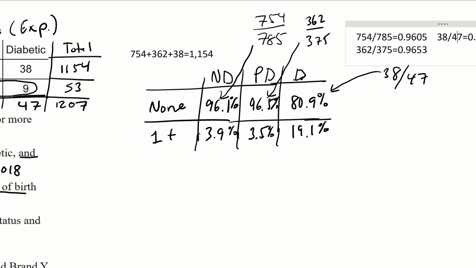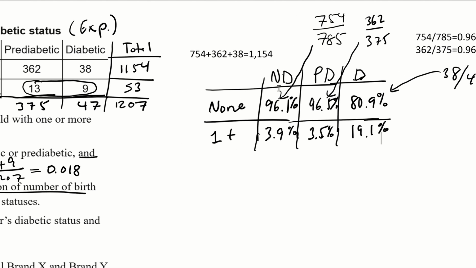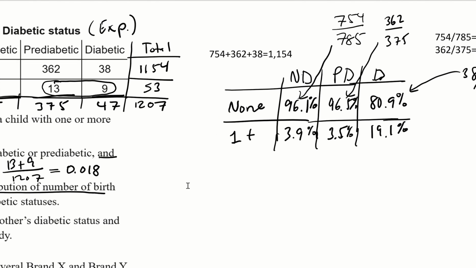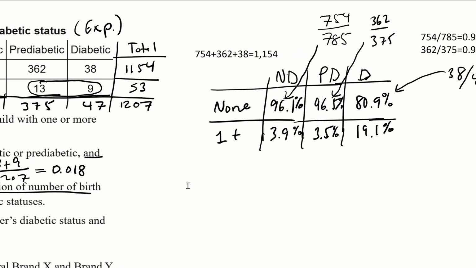All right, so it does look like as the diabetic status gets worse, it appears that the number of defects increases. So you got one or more defects increases, and increases drastically from non-diabetic or pre-diabetic to diabetic. So that's something to keep in mind. Okay, so here we go. So we're going to make a segmented bar chart for this. See what we get.